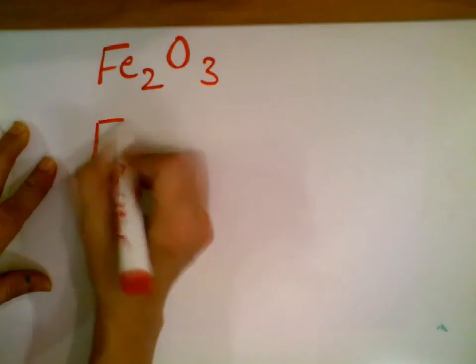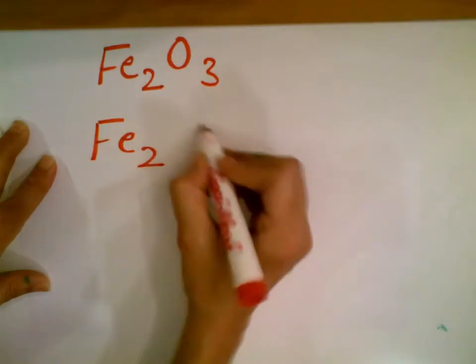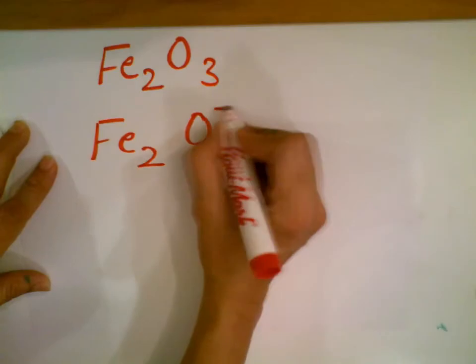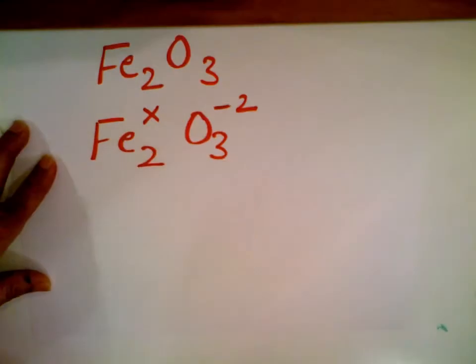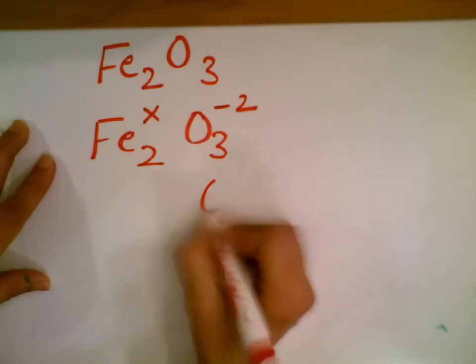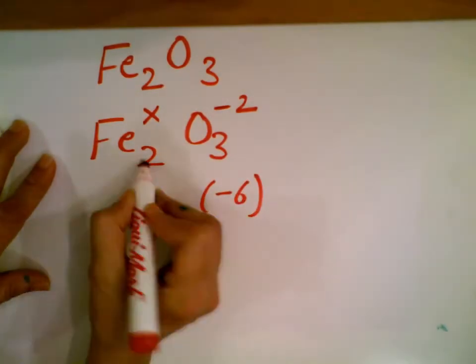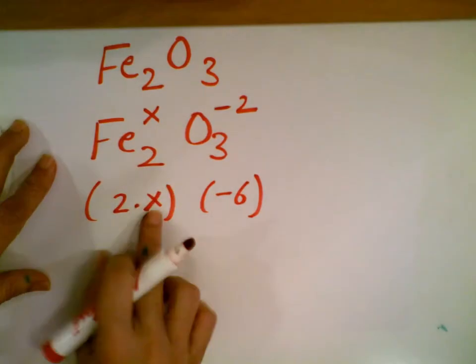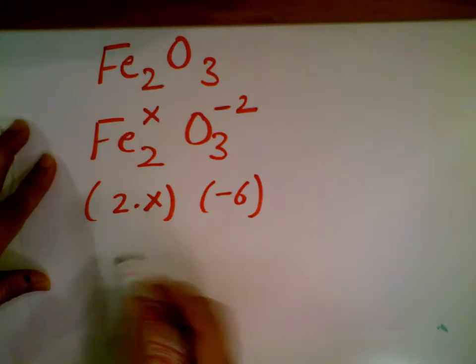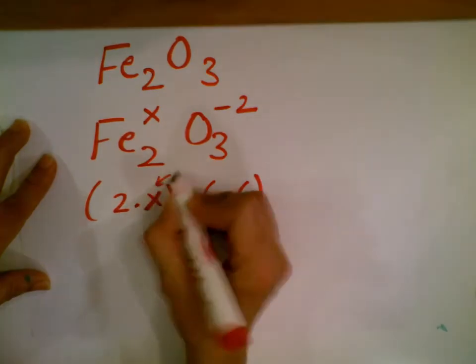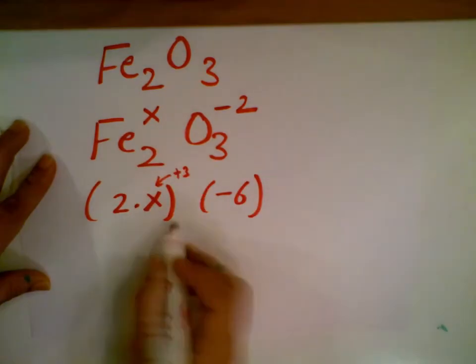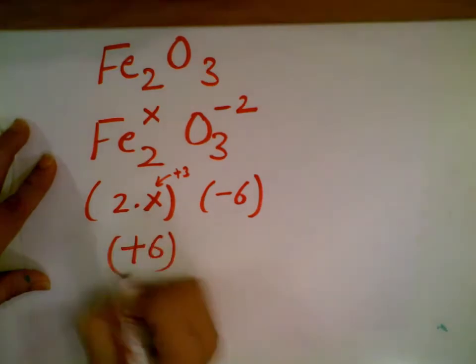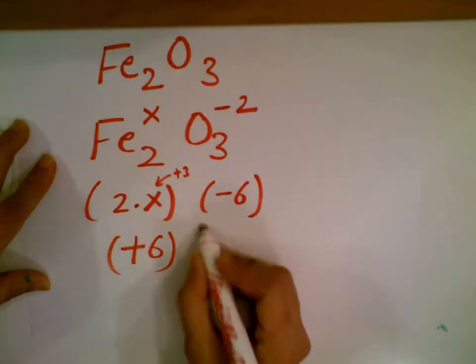Fe2O3. Fe2O3. This one is negative 2. We do not know what is that one. So 3 times 2, 6. And here, 2 times what? What should be my value of x so that I can get here plus 6? Should be plus 3. So that will give me plus 6. 2 times plus 3.